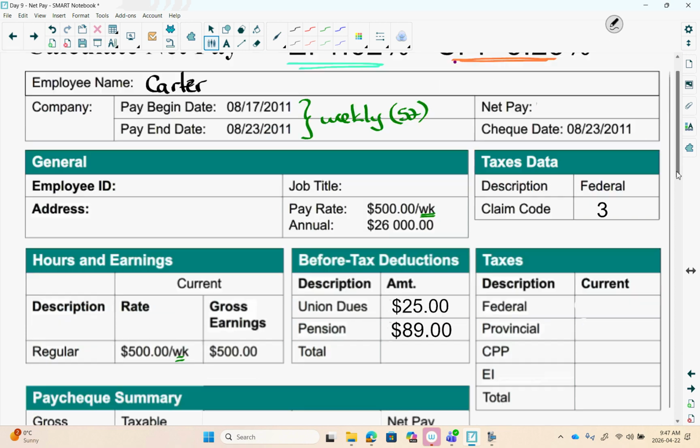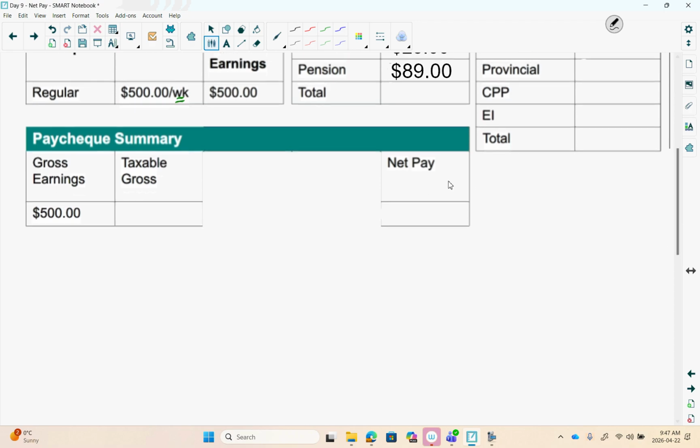The first thing we want to do is calculate that CPP contribution. So down here, or somewhere on your loose leaf, write down CPP. I think there's space under your pay stub to do this. To figure out the Canada Pension Plan contribution, it's a three-step process. This person would be under the threshold for the enhanced CPP. They're only getting paid $500 a week.